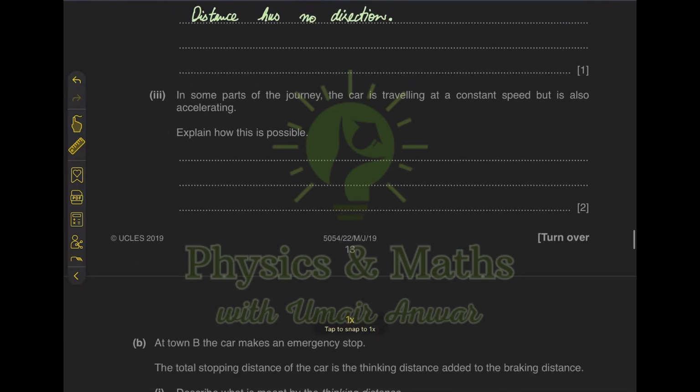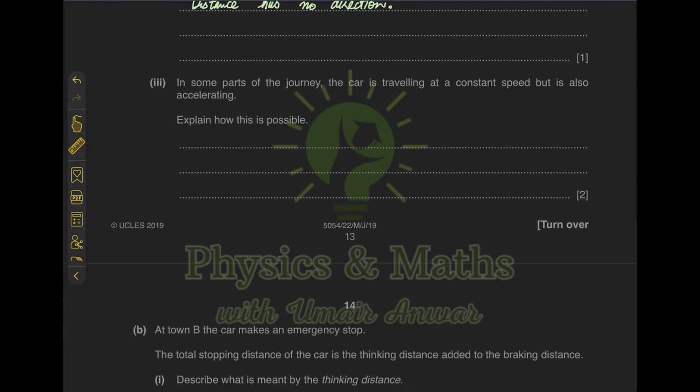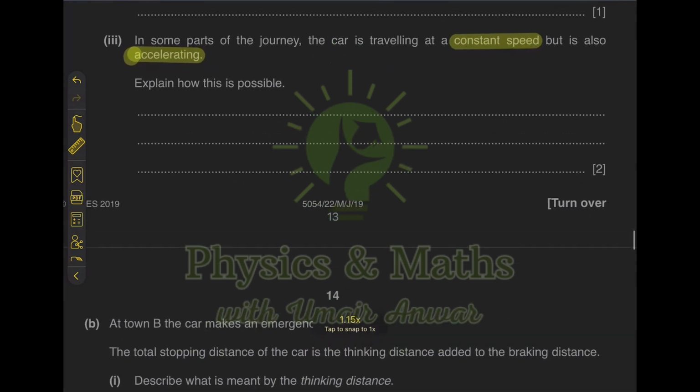In some parts of the journey, the car is traveling at a constant speed. The speed of the car is constant, means the magnitude of velocity is not changing, but it is also accelerating. Still, the car is accelerating, means there is a change in velocity. And if the magnitude of velocity is not changing, then the only way the velocity is going to change is that the direction of velocity or the direction of motion is going to be changing. Explain how this is possible.